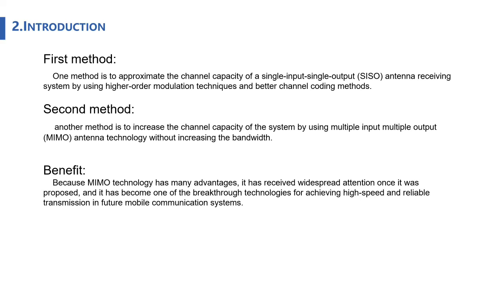And another method is to increase the channel capacity of the system by using MIMO antenna technology without increasing the bandwidth. Because MIMO technology has many advantages, it has received widespread attention once it was proposed, and it has become one of the breakthrough technologies for achieving high-speed and reliable transmission in future mobile communication systems.